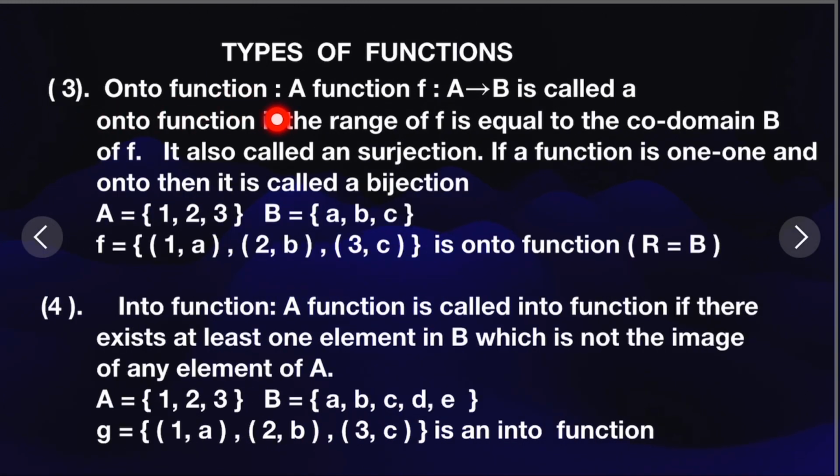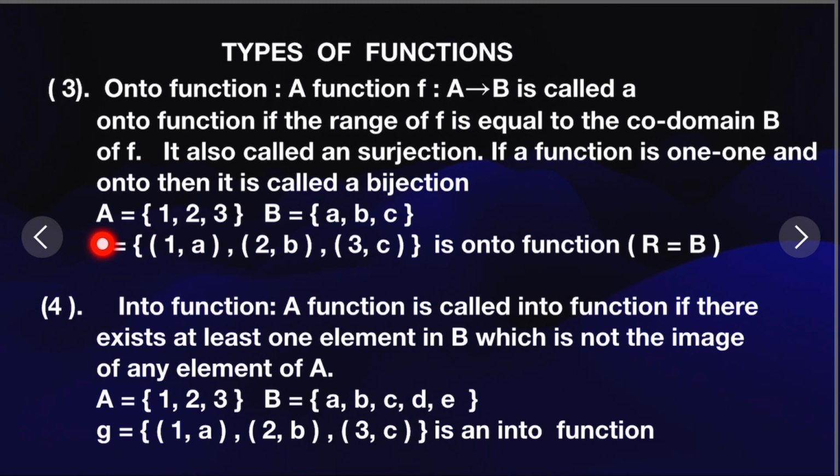Onto function: a function becomes onto if the range is equal to the codomain. If range is equal to codomain, it becomes an onto function. It is also called a surjection. And if a function is one-to-one and onto, then it is called a bijection. Sums on bijections we will do in the exercise.